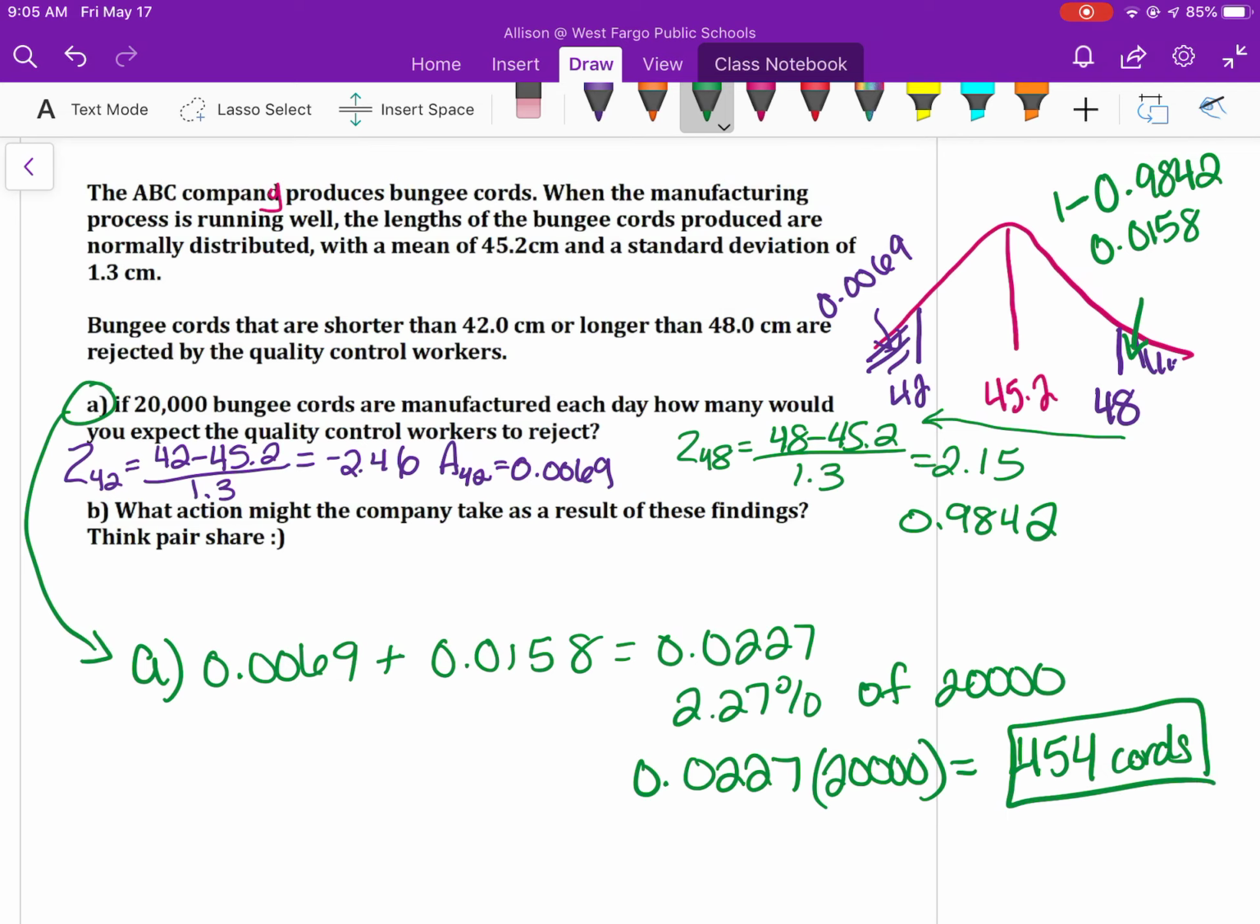So that can be quite a large amount, depending on how much it costs for each bungee cord. It could add up quickly. So think about what the company might do as a result of these findings. Are they going to maybe change how they're produced? Is it something that they need to tweak with their factory machines? How could they reduce the number of bungee cords that are being rejected?